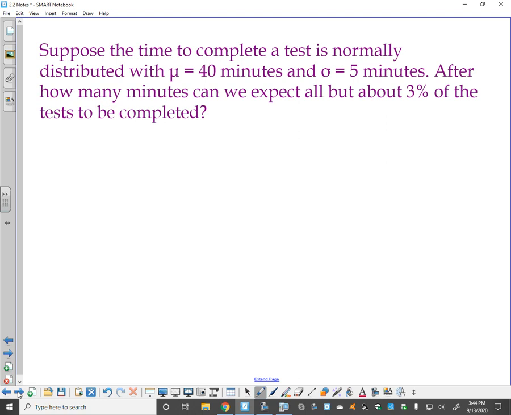Suppose the time to complete a test is normally distributed with a mean of 40 minutes and a sigma of 5 minutes. After how many minutes can we expect all but about 3% of the test to be completed? Okay, when you see that 3%, you know that you have been given area under the curve. So I know I'm going to use an inverse norm. I'm going to draw my curve to represent the information that I was given. I have a mean of 40 minutes. I want everybody finished but 3%. And remember, this is minutes.